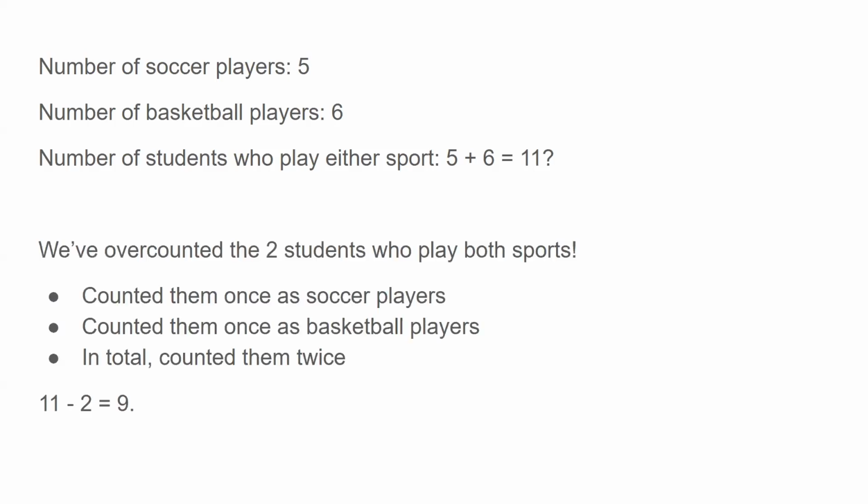What happened? We have 2 students who play both sports, and we counted them twice, as part of the 5 soccer players and as part of the 6 basketball players. This is called overcounting, and we have to fix this by subtracting 2 from our initial count of 11 to get 11 minus 2, which is 9, our answer from before.